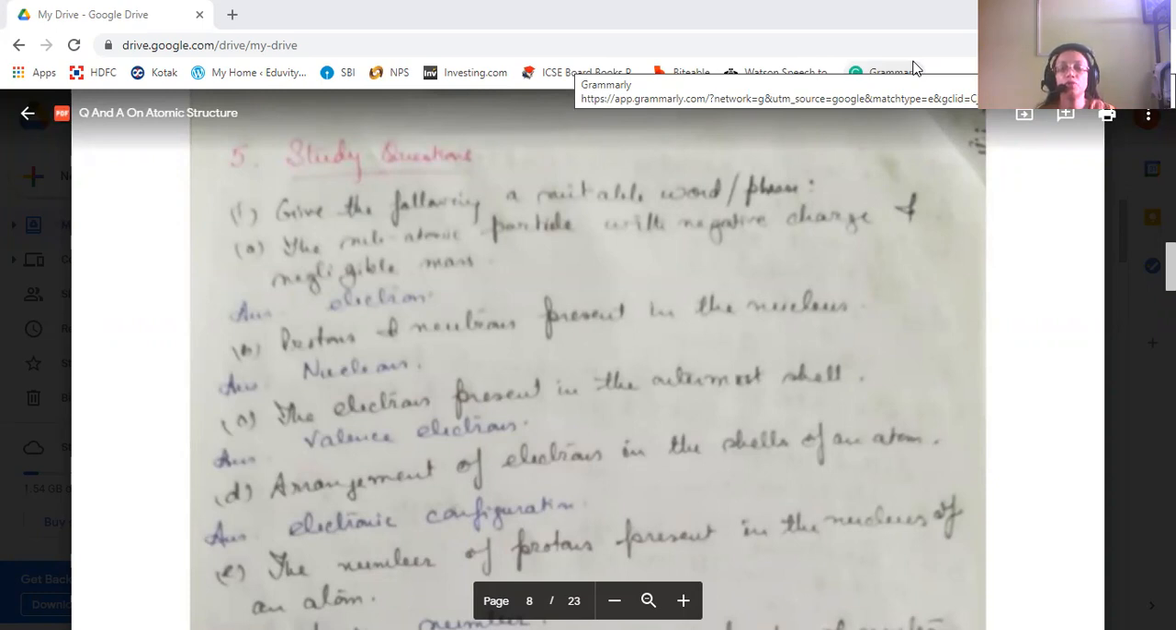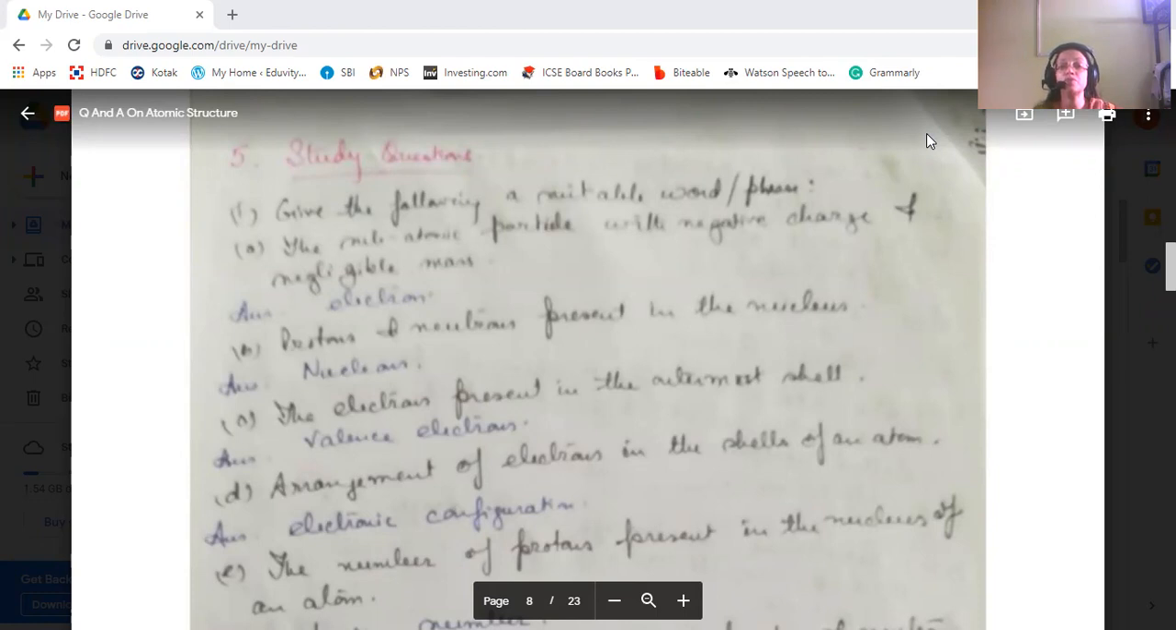Okay, so today I'm starting with the study questions of the atomic structure question answer series. Let me start with: give the following a suitable word or phrase. The subatomic particle with negative charge and negligible mass is known as an electron. The electron has a negative charge and a negligible mass.